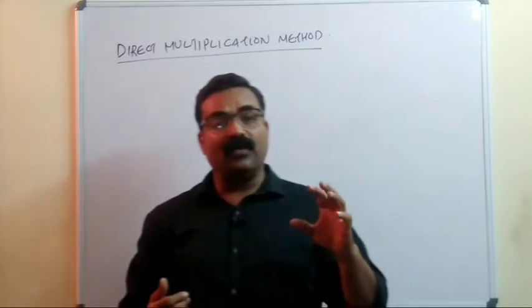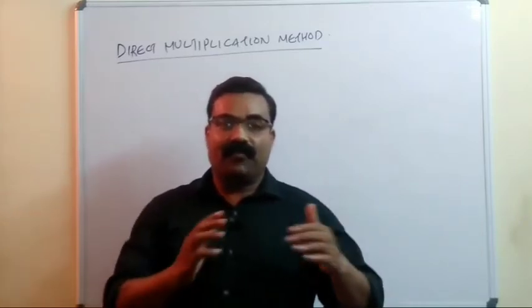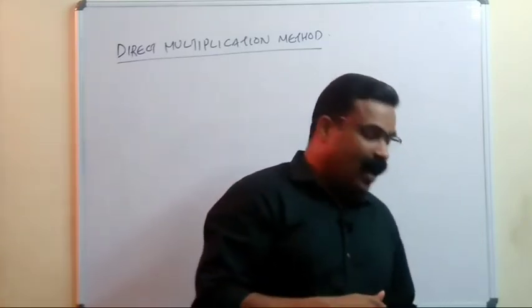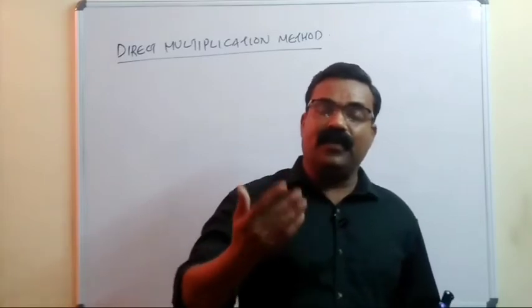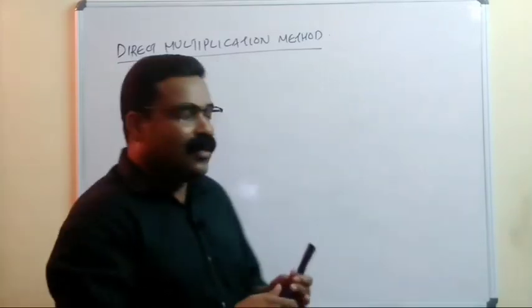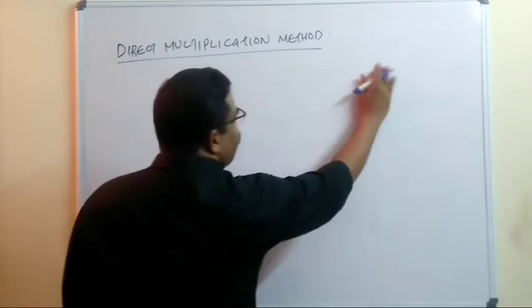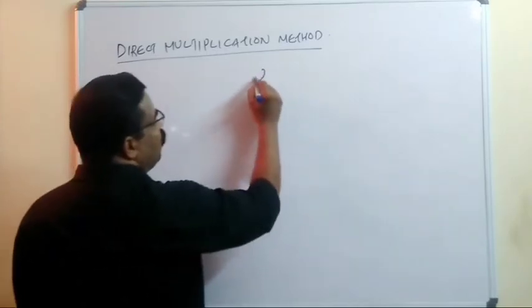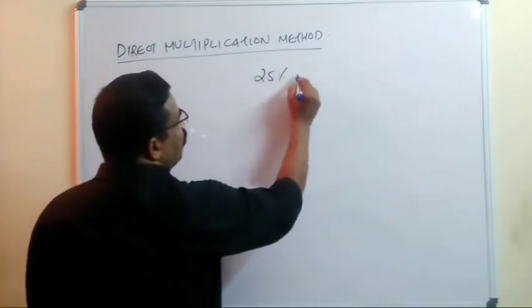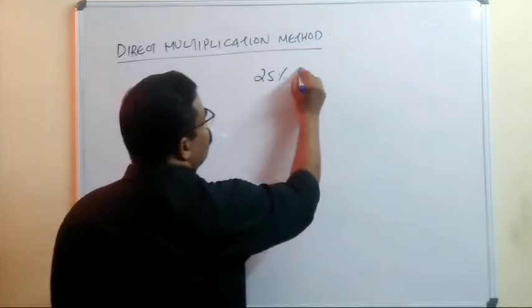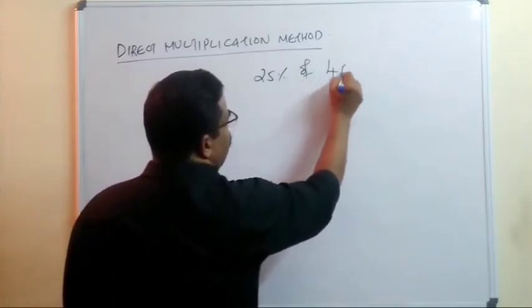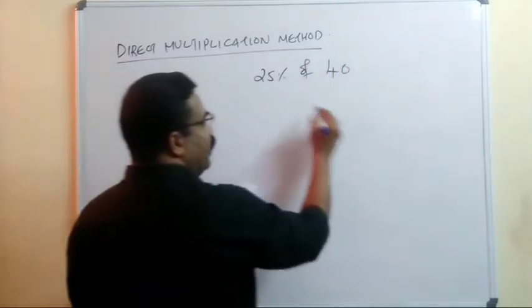You know how to find out 10%; 5 times that you will get 50%. Otherwise, 25%, 50%, 75% we can also find out. So these are the general things. Like you want 25% of a number, 25% of 40, for example.